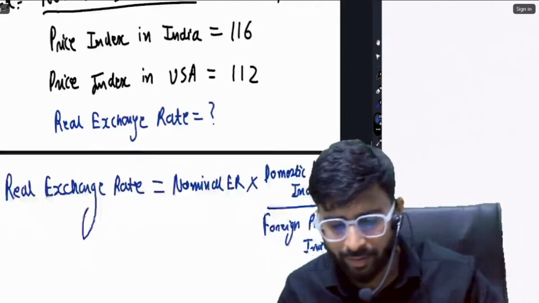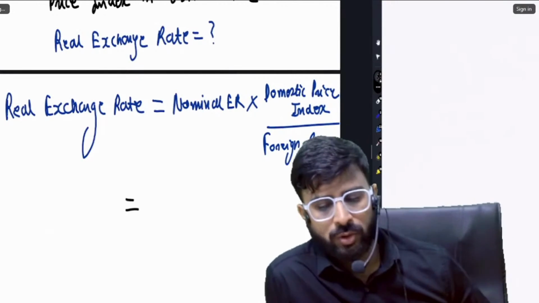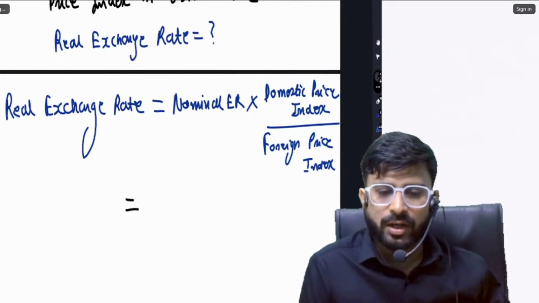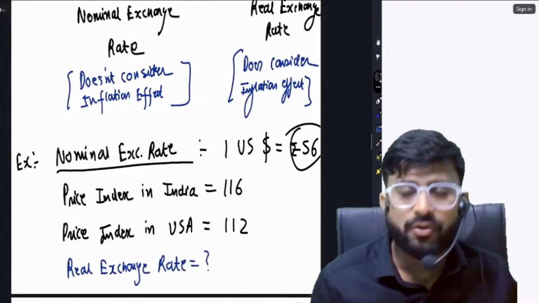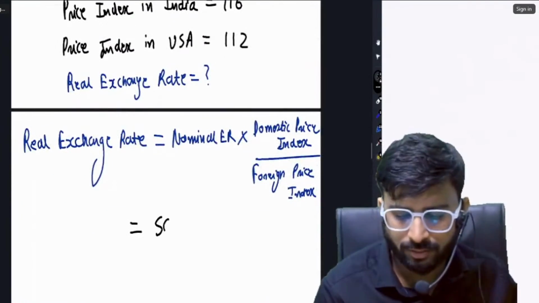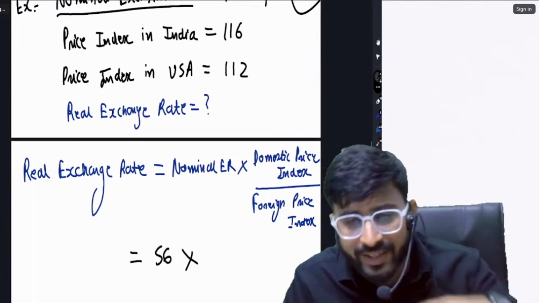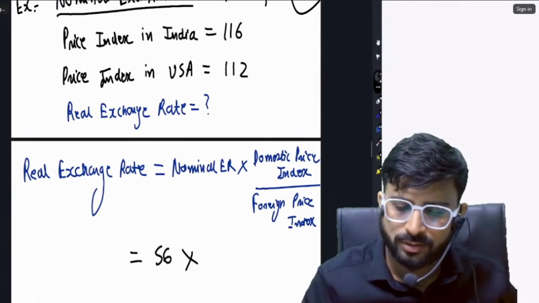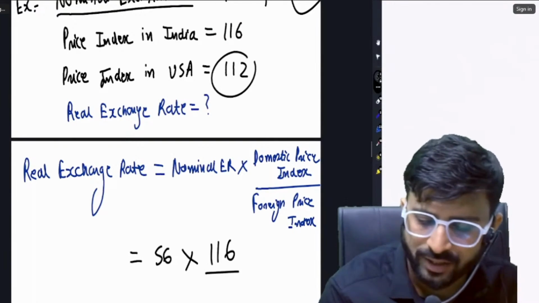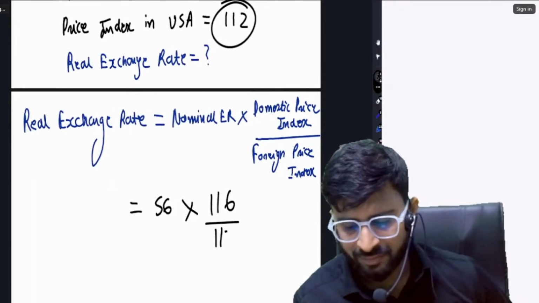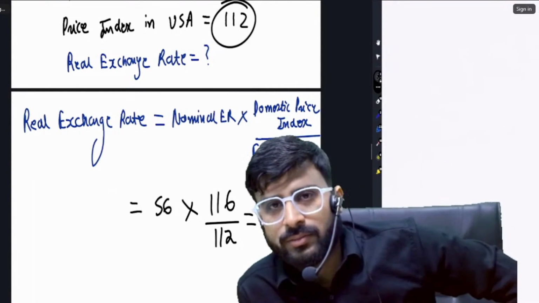Everyone pay attention. It's going to be nominal exchange rate into domestic price index, 56 into 116, divided by the foreign price index. Domestic price index means the price index in India, and the foreign price index is the USA price index. Please tell me, what is the exchange rate?